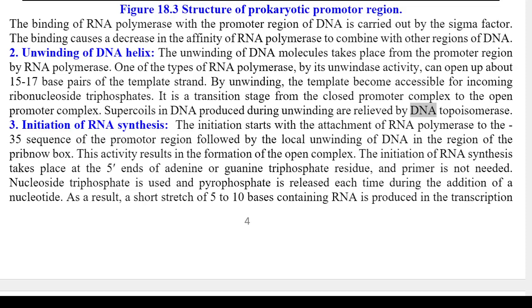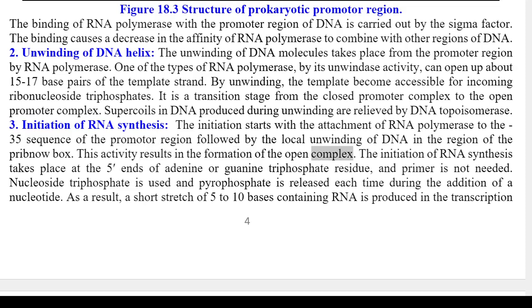3. Initiation of RNA synthesis. The initiation starts with the attachment of RNA polymerase to the -35 sequence of the promoter region, followed by the local unwinding of DNA in the region of the Pribnow box. This activity results in the formation of the open complex.